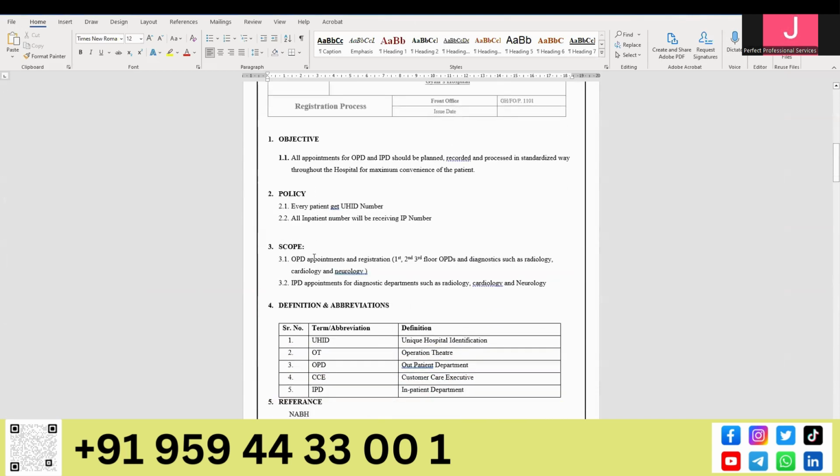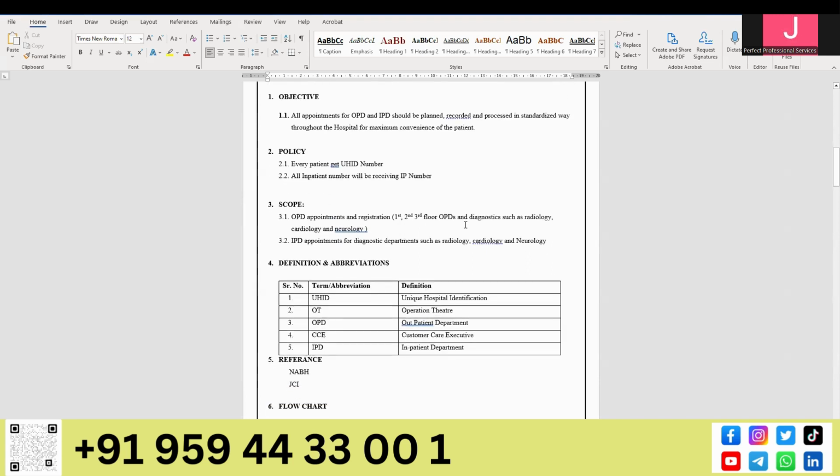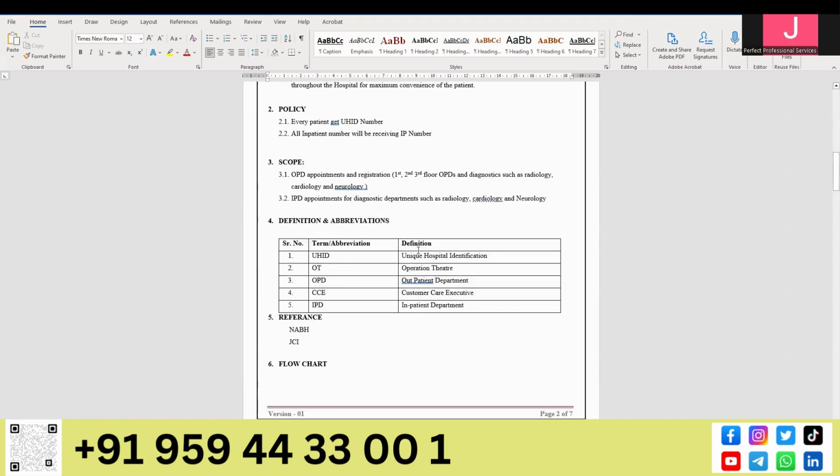Objectives. The objective of this policy is that all appointments for the OPDs and IPD should be planned, recorded, and processed in a standardized way throughout the hospital for maximum convenience of the patient. Where this policy is applicable, every patient gets the UHID number, and all inpatients will receive an IP number. What will be the scope of this policy? The scope of the policy will be OPD appointments, registrations, then IPD appointments, diagnostics; everywhere this will be implemented.